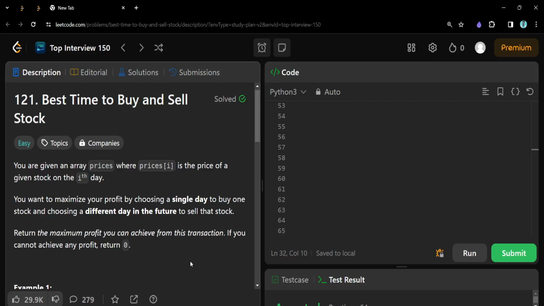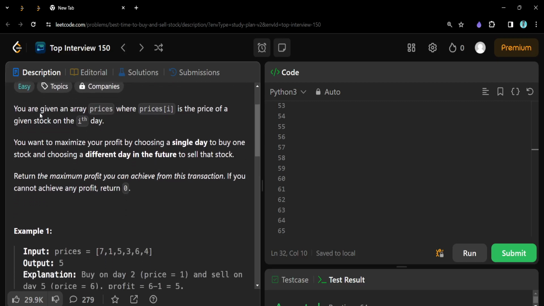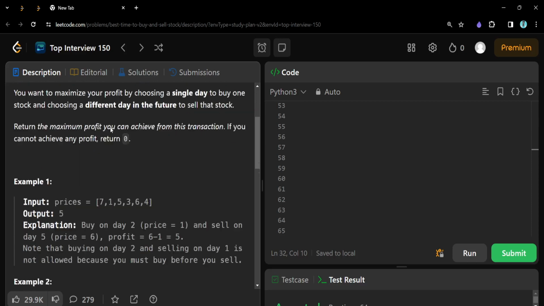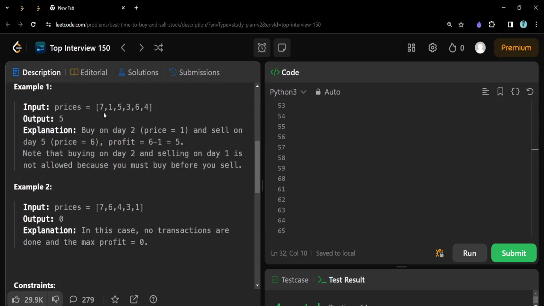So today we will be solving this very important and very famous problem, right? Best time to buy and sell the stock. Okay, let's see. You are given an array prices where prices[i] is the price of a stock on the ith day. Okay, so let me explain the first line over here.